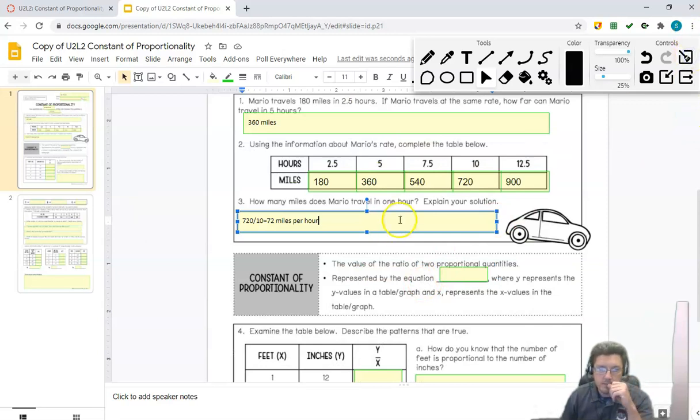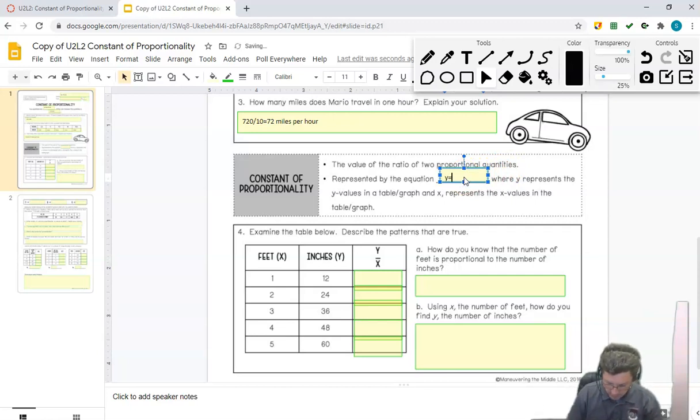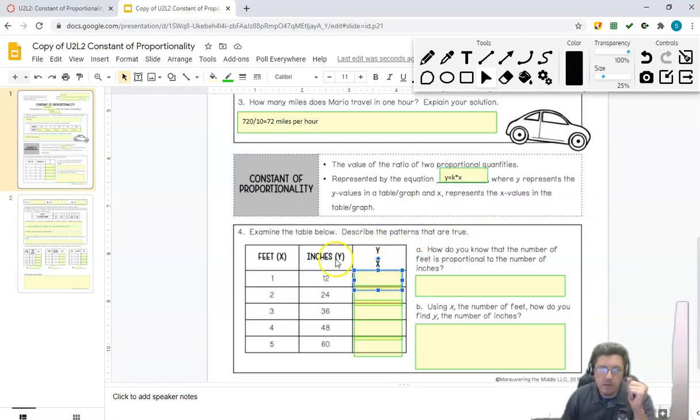I'm going to clear up the work here. The constant of proportionality is the value of the ratio of the two proportional quantities, represented by the equation y equals k times x. Okay? So, where y represents the y values in the table and x represents the x values in the table. So our k value is our y divided by x. Right? Examine the table below.